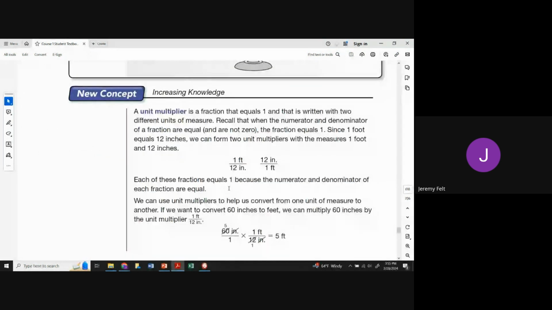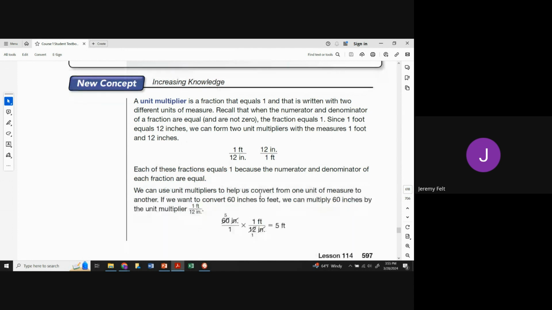So the unit multiplier is technically equal to 1 because it's just itself over itself. Just like 5 over 5 is 1, 10 over 10 is 1. Well, 1 foot over 12 inches, that's the same length, or 12 inches over 1 foot. So it's technically equal to 1. When we use the unit multiplier, we're converting units, but we're not making the distance greater or shorter, or anything like that.